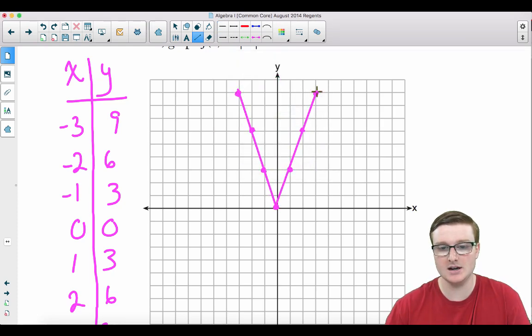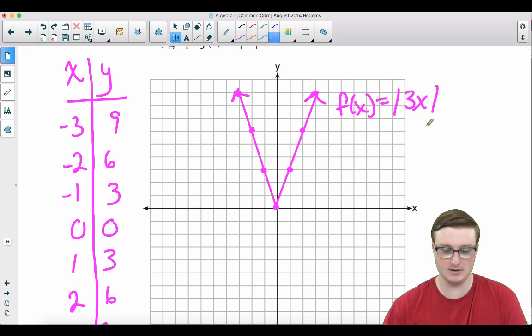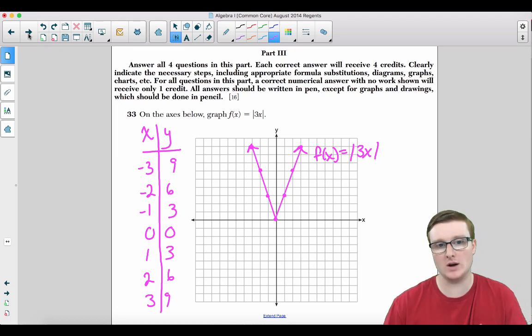So here to here. And remember to draw arrows at the very end and call that f of x is equal to the absolute value of 3x. And that would give you, I think, 2 points on the exam. Now, there are follow-up questions.